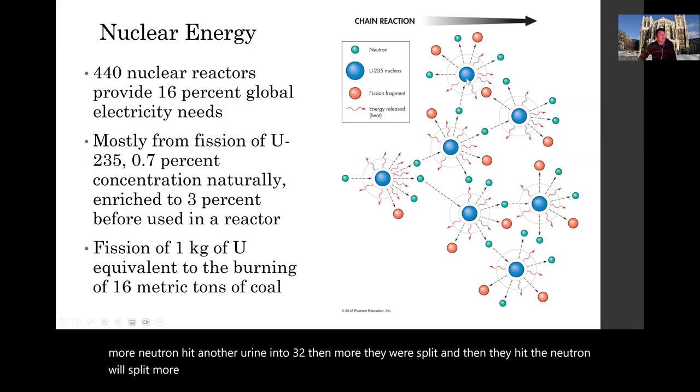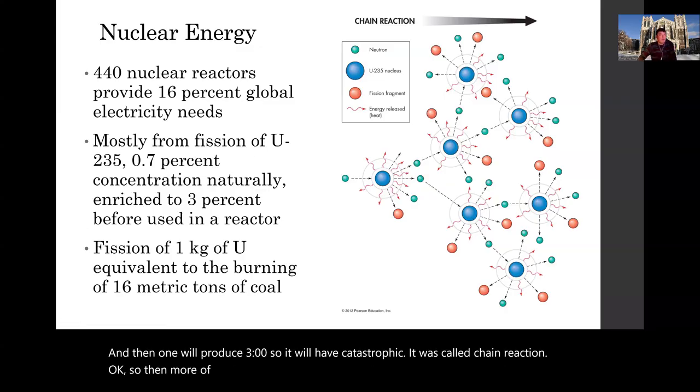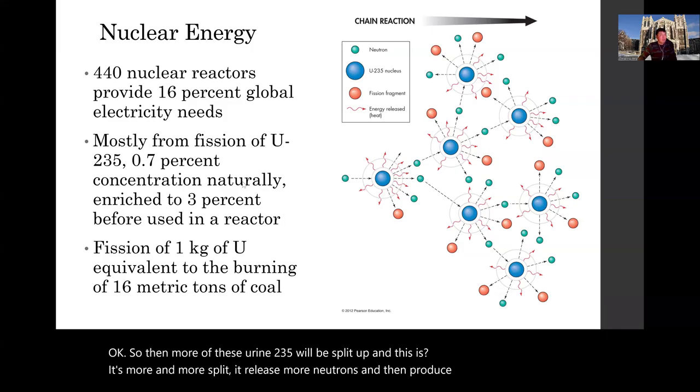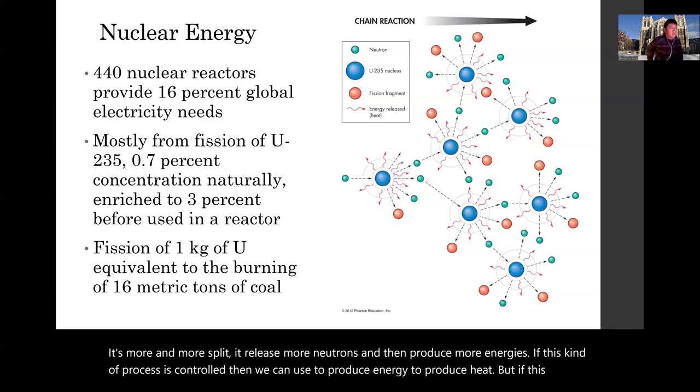So in this example, one uranium-235, when it splits, actually emits 1, 2, 3, 4 neutrons. One coming in actually produces 3, and then each one will produce 3. So it will have what's called a chain reaction. More of these uranium-235 will be split up, and as more and more uranium splits, it releases more neutrons and produces more energy. If this process is controlled, then we can use it to produce energy, produce heat. But if this is uncontrolled, it turns into nuclear bombs.